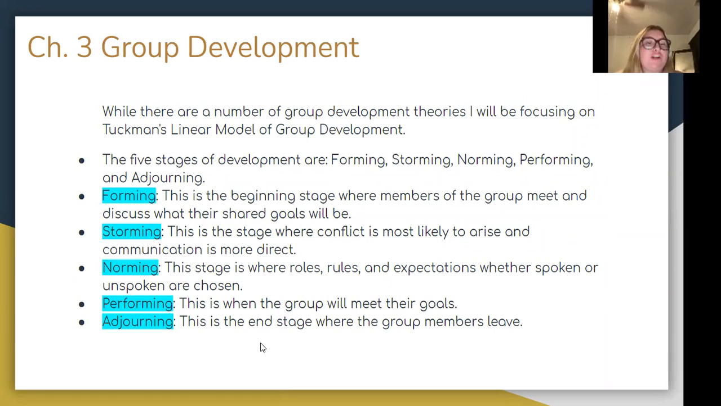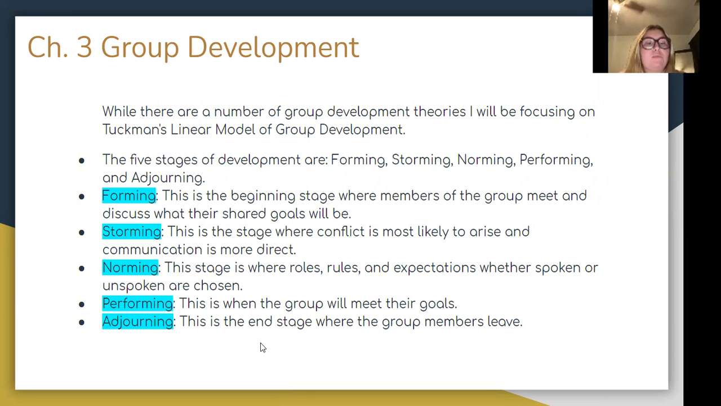I am in charge of group development. I will be using Tuckman's linear model of group development. It will be focusing on the 5 stages of group development, which is forming, storming, norming, performing, and adjourning. And that is certainly a mouthful to say fast. I believe that my group embodied this. We definitely had clear moments of each stage.